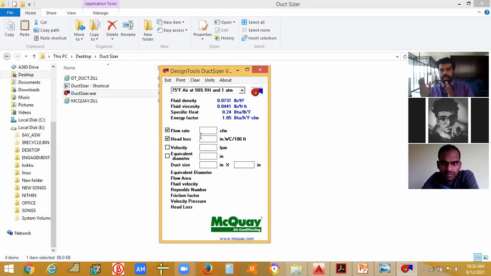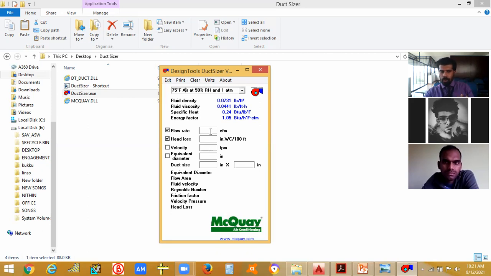One is flow rate, that is mandatory. You have to give flow rate, then only will you be able to get the duct size. The second thing is that you have to give either head loss or velocity. Understood? If you are dealing with the equal friction method, you just give head loss. Or if you are dealing with the velocity method, you can give velocity according to the tabular column. Different applications are there, residences, private hospitals, all those things. You just choose which is your application.